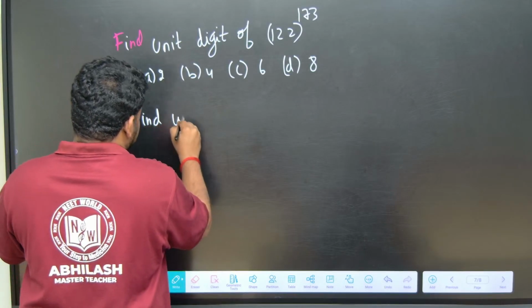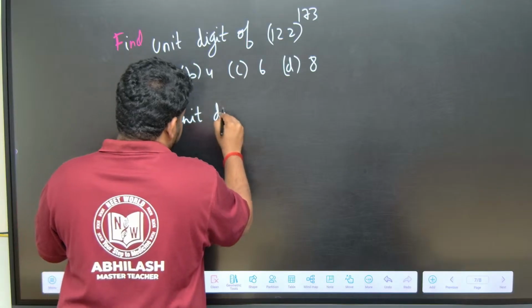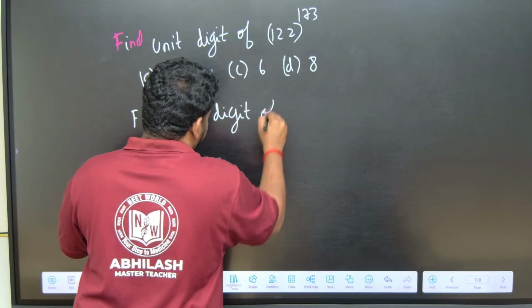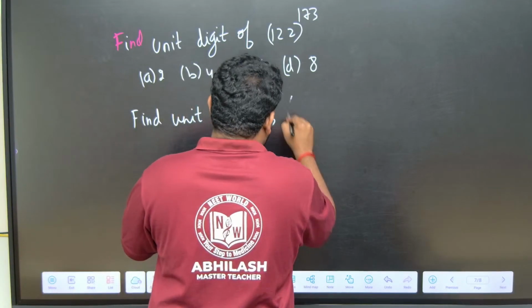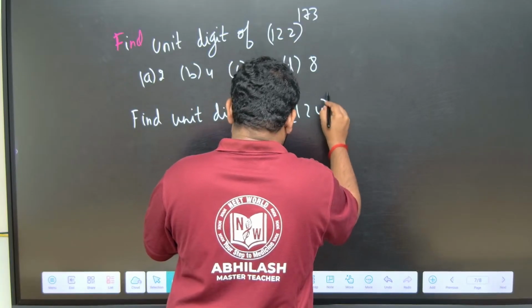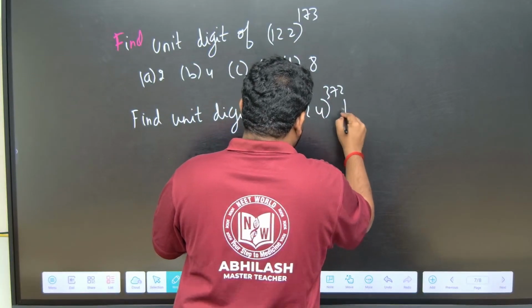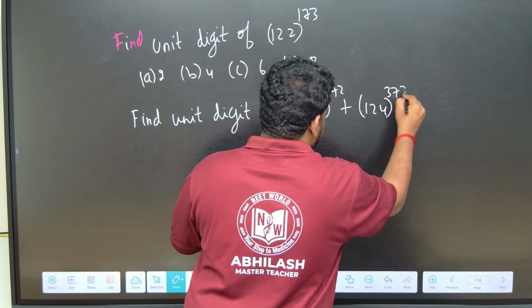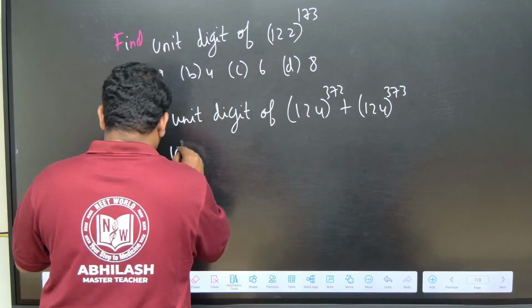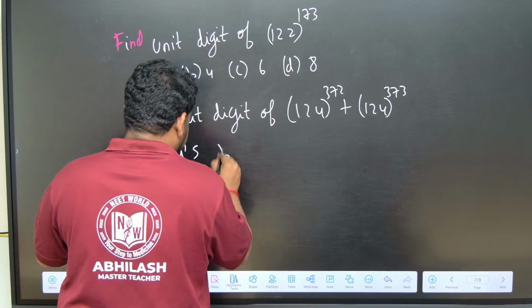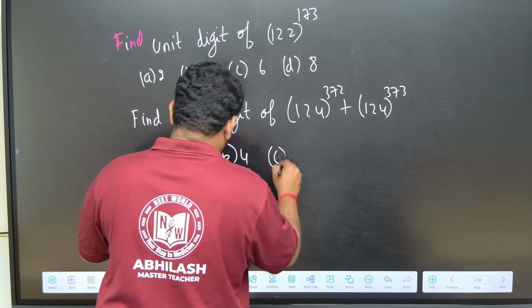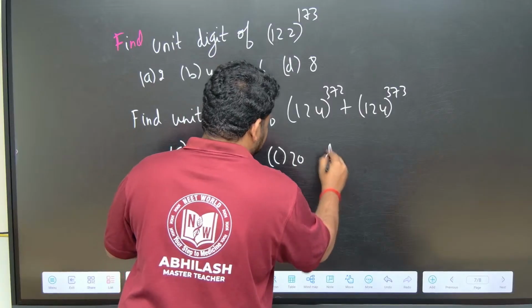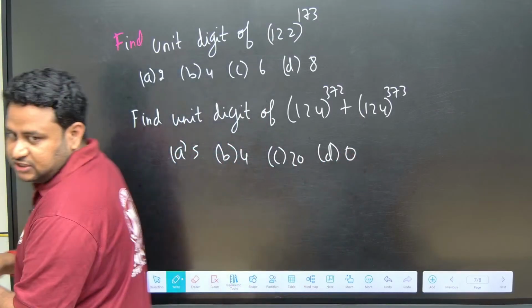This is one question. Another question that they have given is find the unit digit of 124 to the power of 372 plus 124 to the power of 373. Options are A is equal to 5, B is equal to 4, C is equal to 20 and D is equal to 0. Okay, this is the question that they have given.